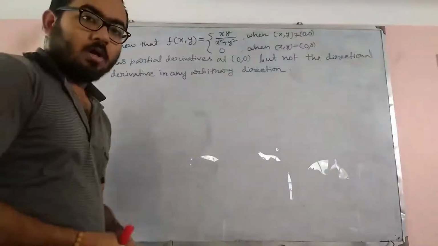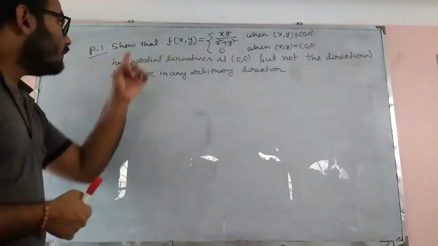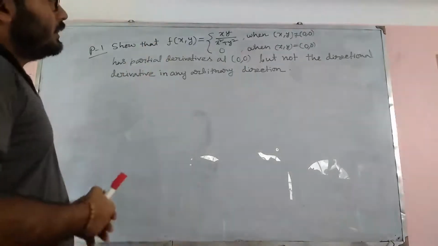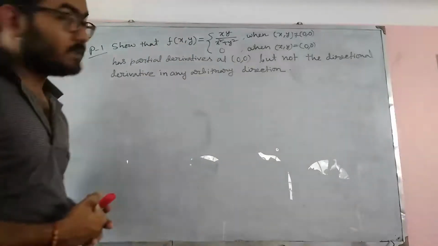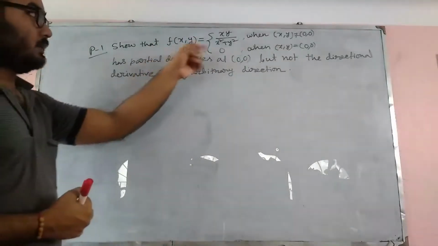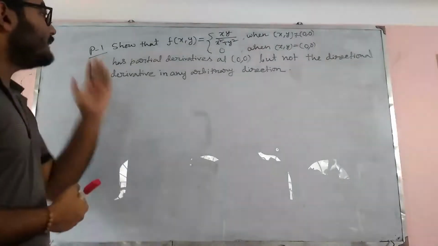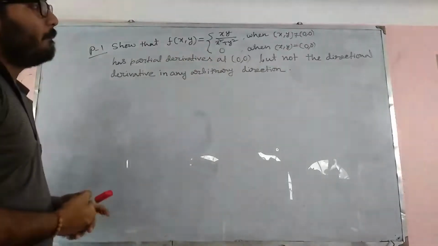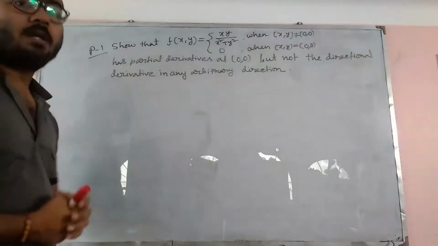Now our first problem is: show that f of x comma y is equal to xy by x square plus y square when x comma y is not equal to 0 comma 0, and 0 when x comma y is equal to 0 comma 0, has partial derivatives at 0, 0, but not the directional derivative in any arbitrary direction.